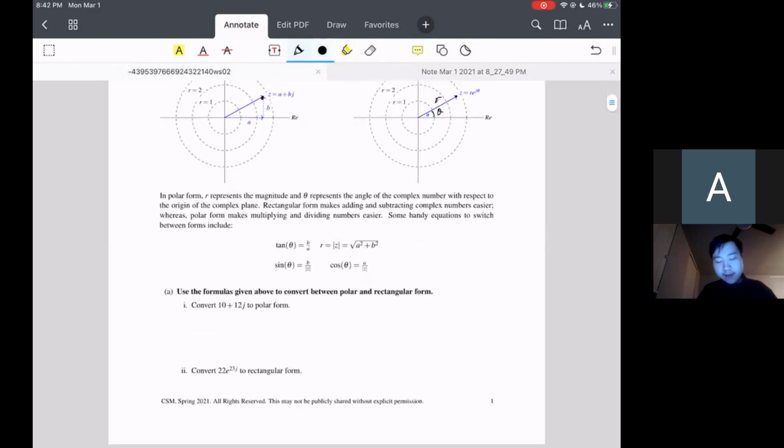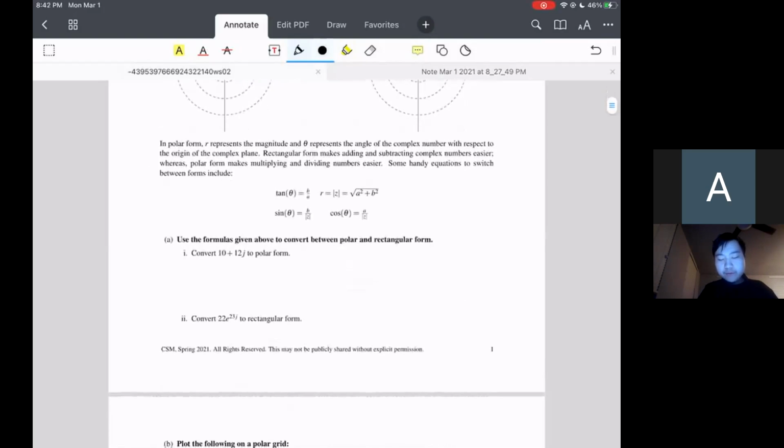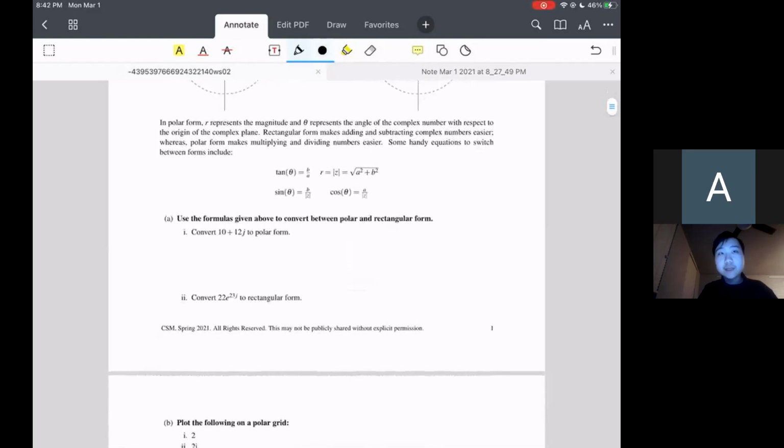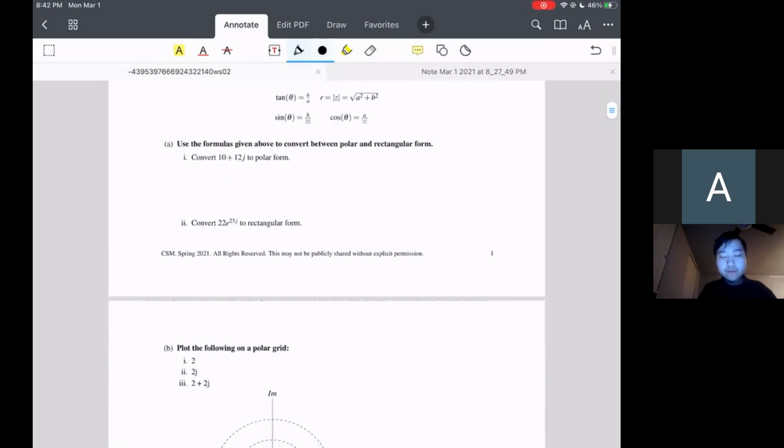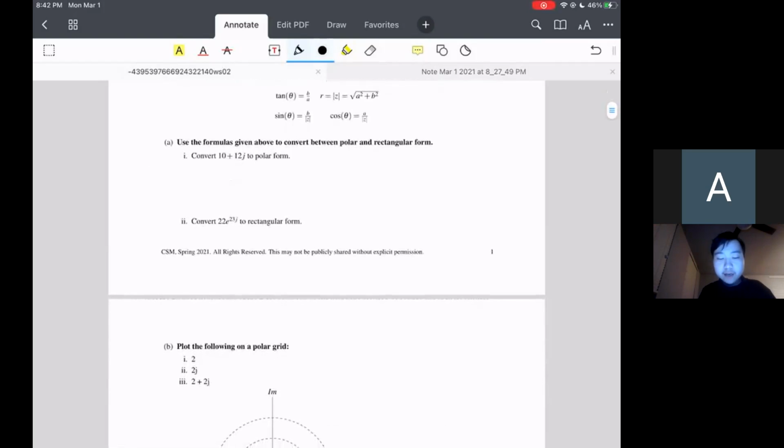All right, so for part A, we want you to convert between the polar and the rectangular forms. So the first part says that I want to convert 10 plus 12j into polar form. So as we said, r is equal to the square root of 10 squared plus 12 squared. Okay, so that is equal to the square root of 244, which is then equal to 2 times the square root of 61.